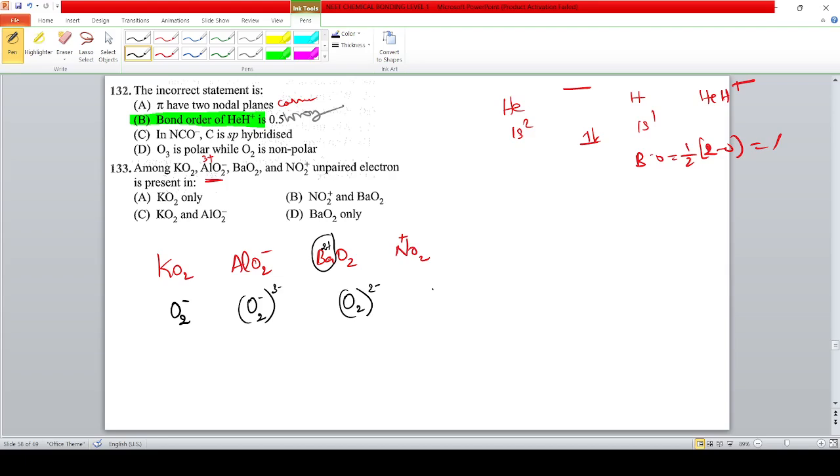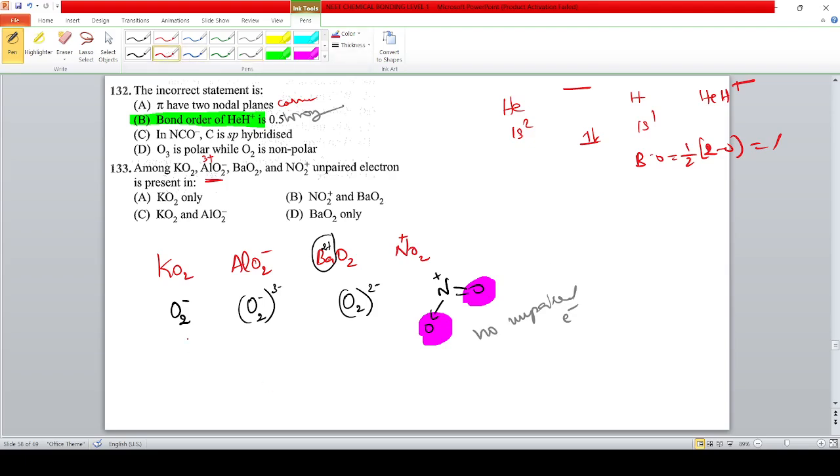And this is nothing but the positive charge of nitrogen. So in this case oxygen is diamagnetic. There is no unpaired electron. In this case, no unpaired electron.